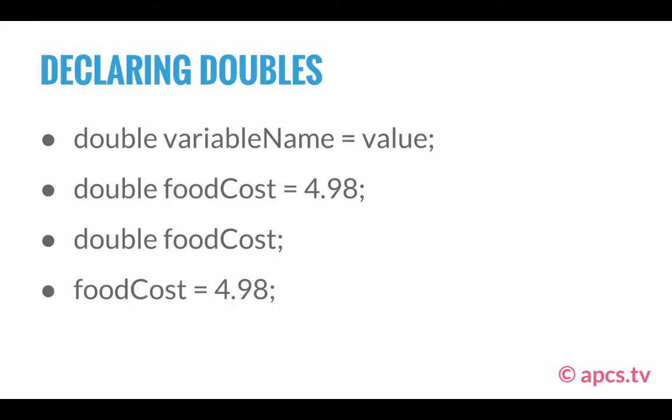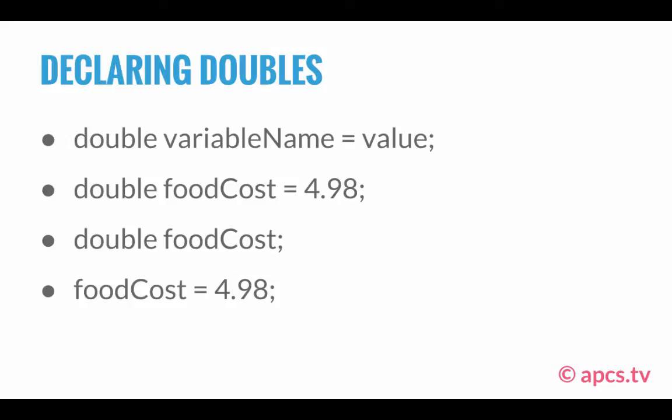Now let's look at declaring doubles. So let me show you an example. Double variable name equals value. So this is the same as the integer declaration. You're just replacing int with double. Variable name remains the same as an identifier. The value is obviously a value that's a double, and it ends with a semicolon.